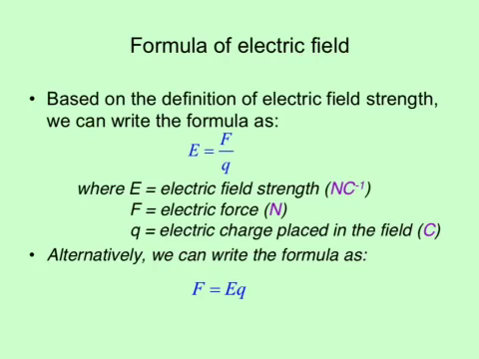Formula of electric field. Based on the definition of electric field strength mentioned on the previous slide, we can write the formula as E equals F over Q. E stands for electric field strength, measured in newtons per coulomb. F stands for electric force, measured in newtons. Q stands for electric charge, placed in the field, and is measured in coulombs. Rearranging the formula will become this way, making F the subject.